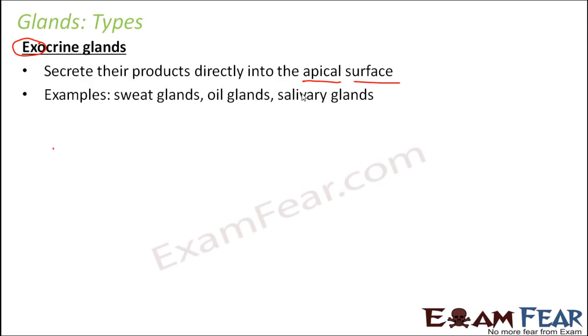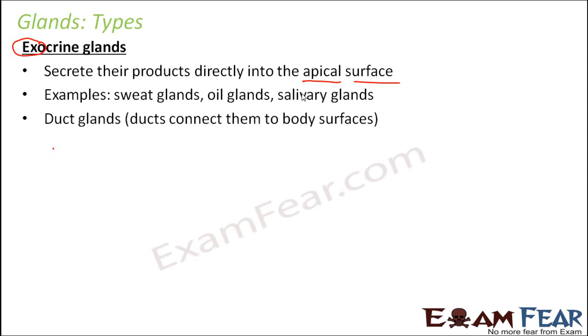So these are some examples of the exocrine glands. They are also known as the duct glands. What is the meaning of duct glands? Now, another interesting question that might arise in your mind: if these glands are directly going to produce their secretion onto the surface of the plasma membrane, how will they reach the surface of the plasma membrane?